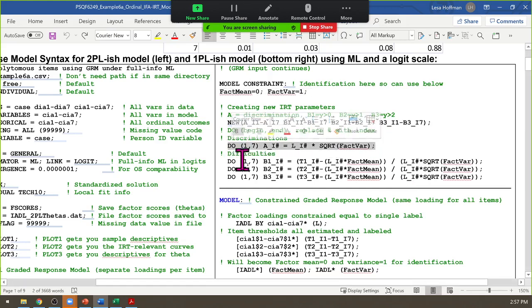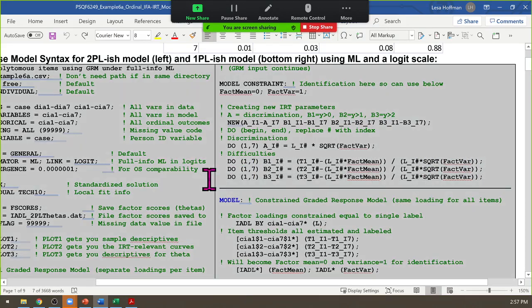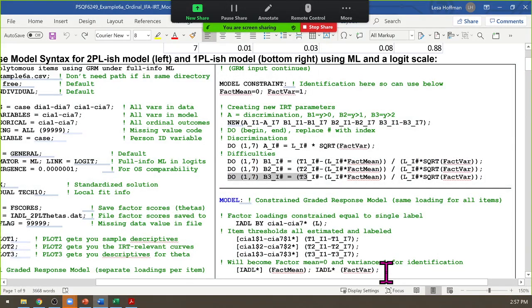So this line right here gets me my 7 A's. This line right here gets me the B's for the first submodel across all 7 items. This gets me the B's for the second submodel across all 7 items. And this gets me the B's for the third submodel.